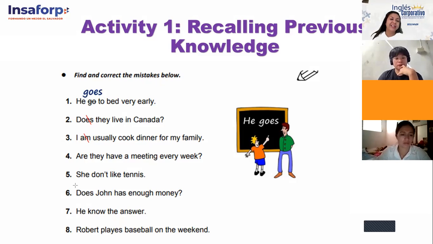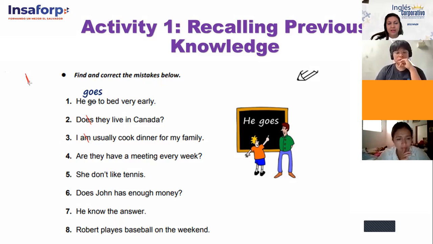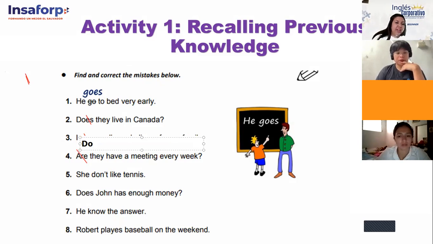Okay. Number four, are they have a meeting every week? What's the mistake? Remember that we are not right now learning about the verb be. No es el verbo to be, ¿verdad? Sino otros verbos, regular verbs, in which we use the auxiliary do and does. So here it's incorrect, are. The correct form is do. Do they have a meeting every week?